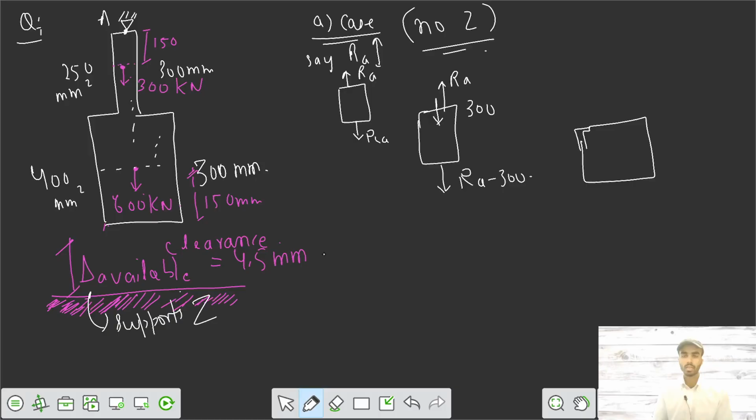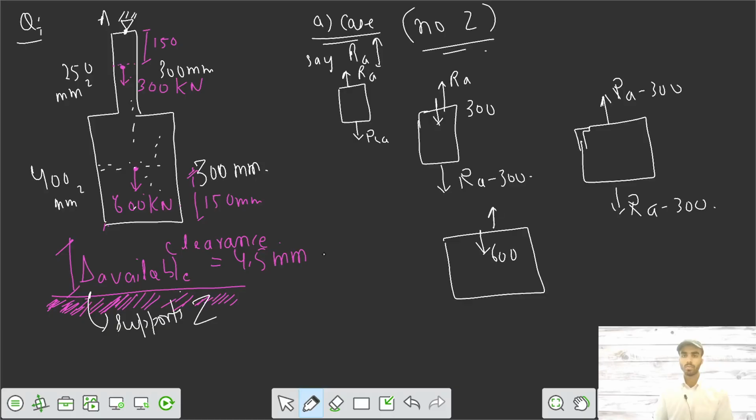Here, with no forces acting, if we cut before dx, this one comes out to be Ra minus 300, and this one is Ra minus 300. Okay, and in the last part, that is this one, the 600 also comes in, and a reaction of Ra minus 300 upwards. And here there's no reaction. It's free. In this part, it is free.